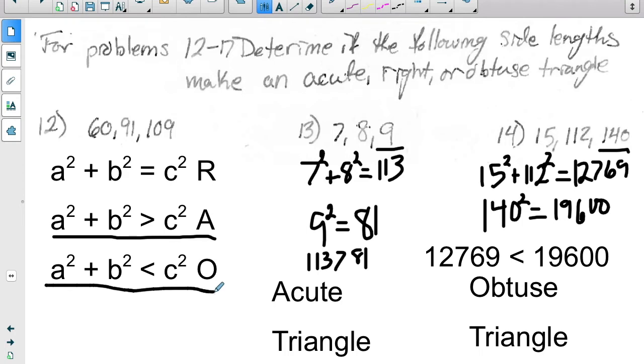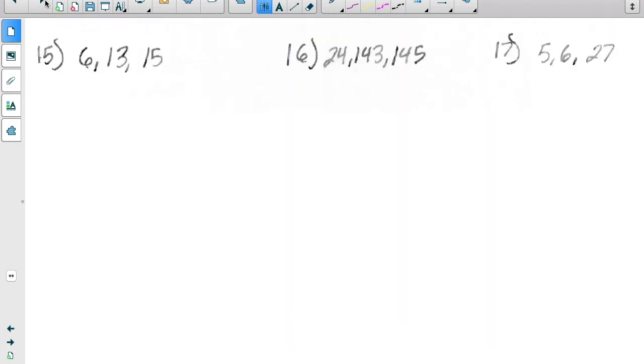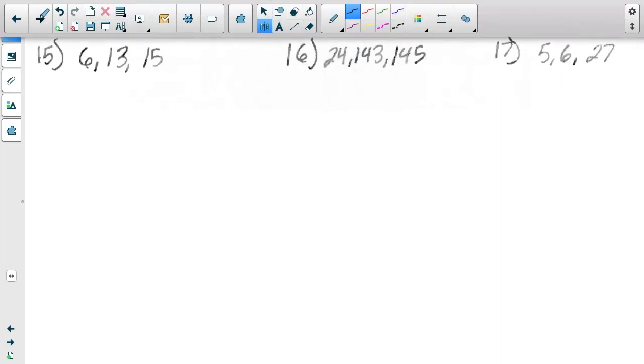And if a squared plus b squared is greater than c squared, this side here is bigger, then it's acute. And if c squared, our hypotenuse squared, is bigger than a squared plus b squared, then it would be obtuse. And that's all we need to do to solve these here, determine if it's acute, right, or obtuse. And we would do the same thing with 15, 16, and 17.